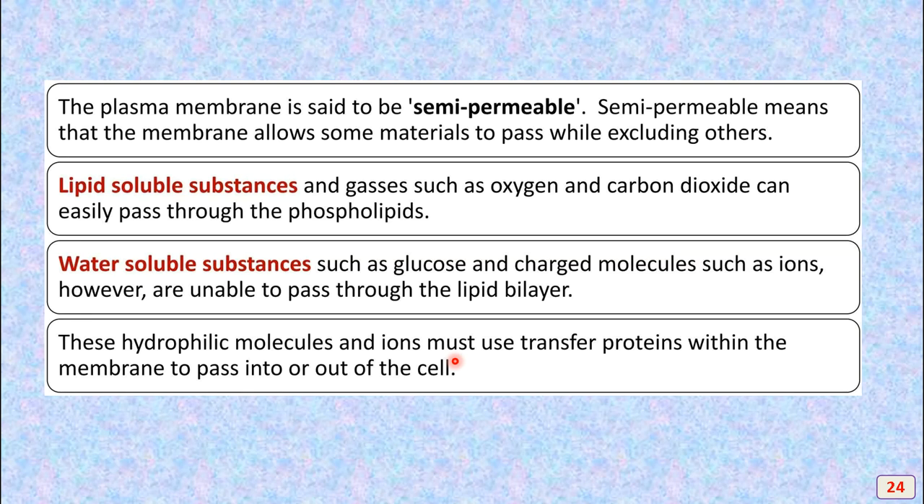Then water soluble substances such as glucose and charged molecules such as ions are unable to pass through the lipid bilayer. So they may require a carrier protein. These hydrophilic molecules and ions must be transferred by proteins within the membranes to pass into or out of the cell. So they require very special carrier proteins which are synthesized by the cell, and they carry such substances, and hence they act.